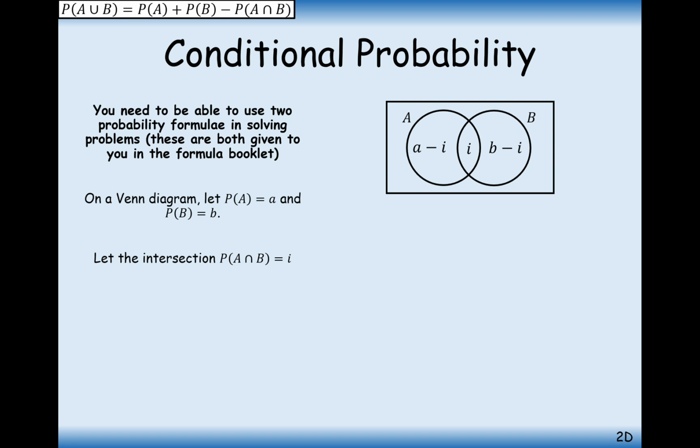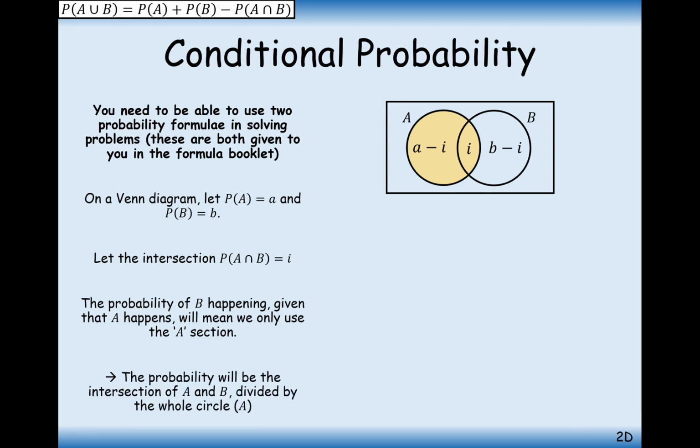Let's have a look at a second one as well. And let's have a look at conditional probability, the probability of B happening given that A happens. That's the B line A one. It will mean we're only using section A. So we're working out here the probability of B happening given that A happens. So if A definitely happens, we know we're working only in the A circle.